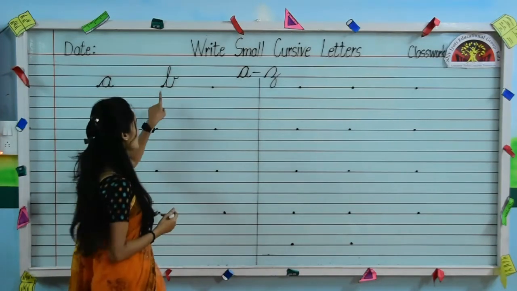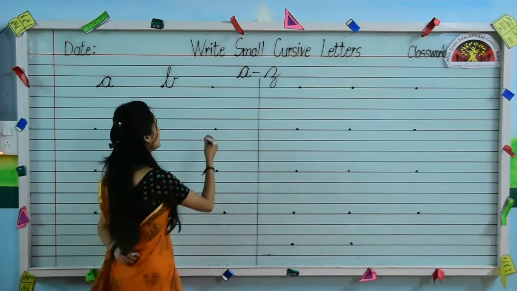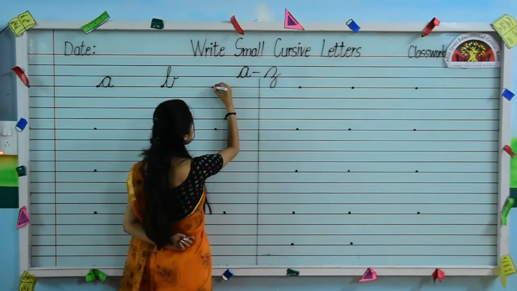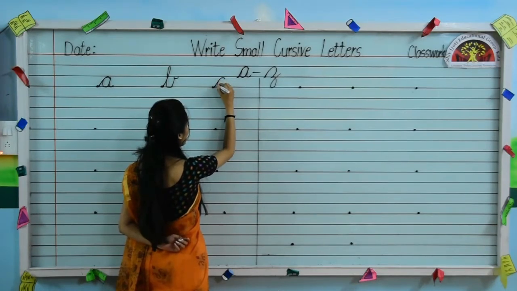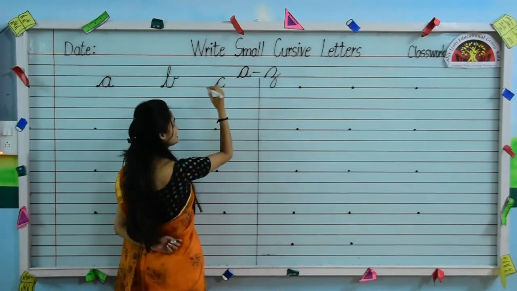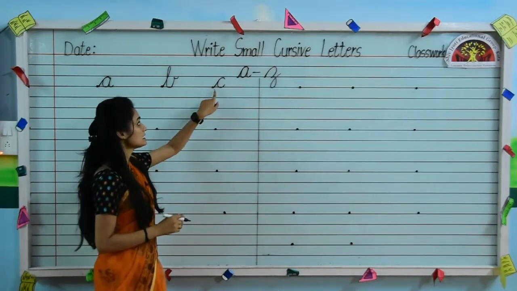Now tell me what comes after B. The next letter is C. So we will write C between the second and the third line. Slanting line up, then a curve, come down with the curve like this. This way you have to write your small cursive letter C.